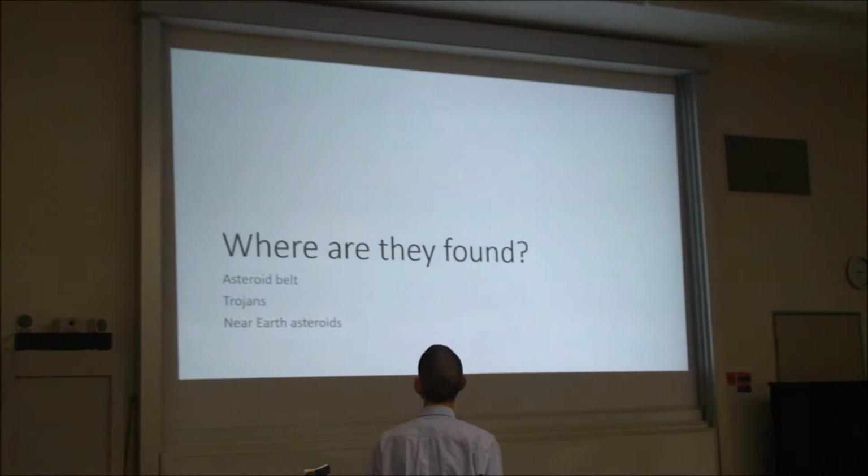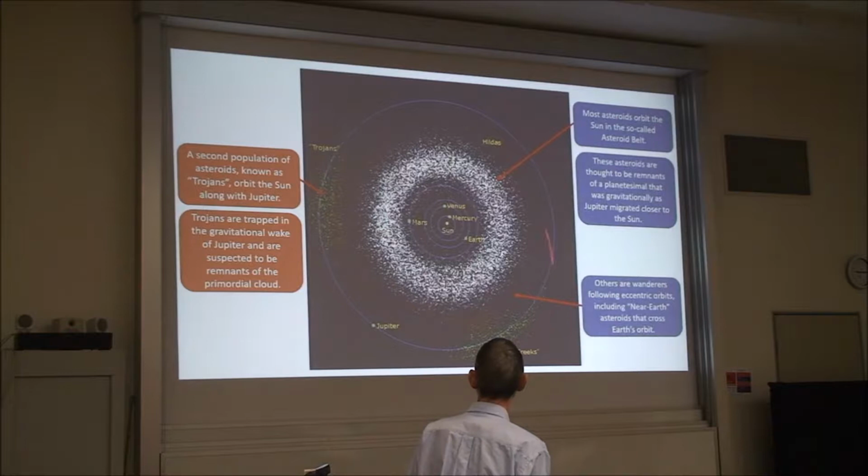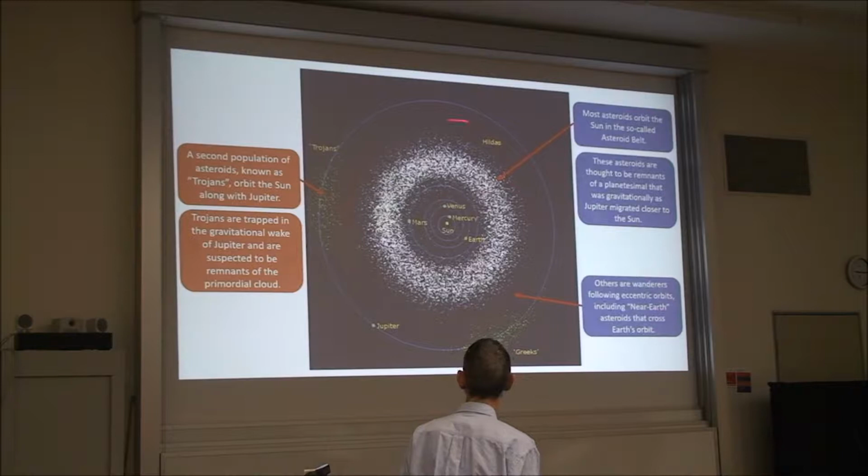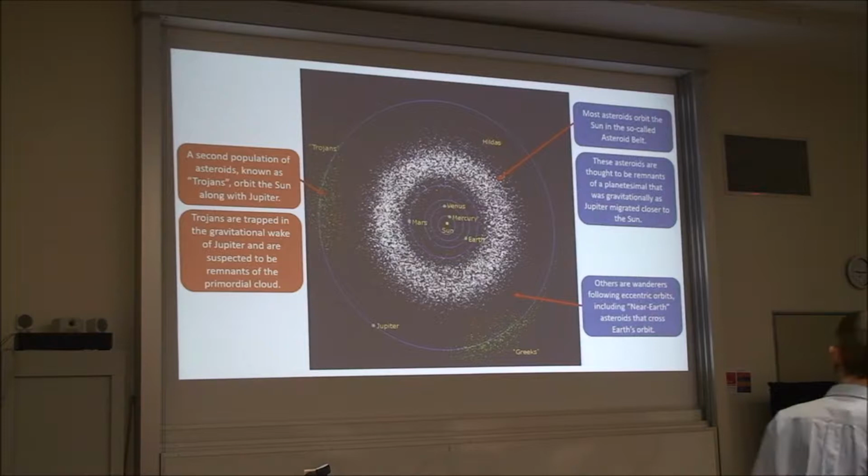Okay, where do we find them? So this is a sketch of our solar system with the Sun at the centre and Mercury, Venus, Earth and Mars and Jupiter marked. The vast majority of the asteroids are in the asteroid belt, which is between Jupiter and Mars, and most of them are here.